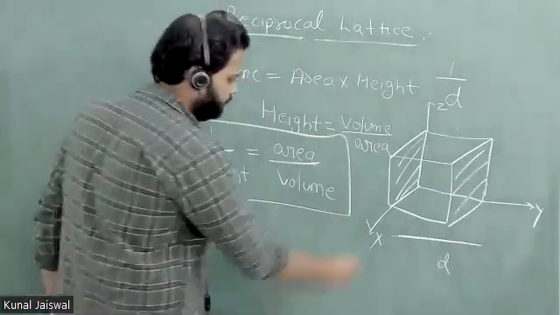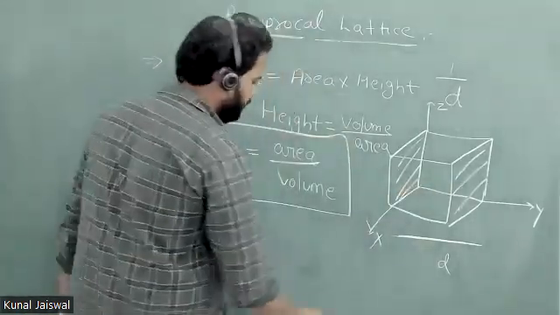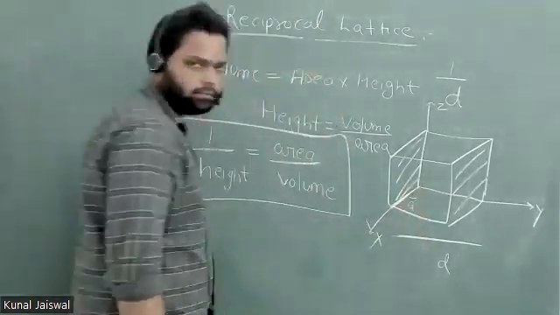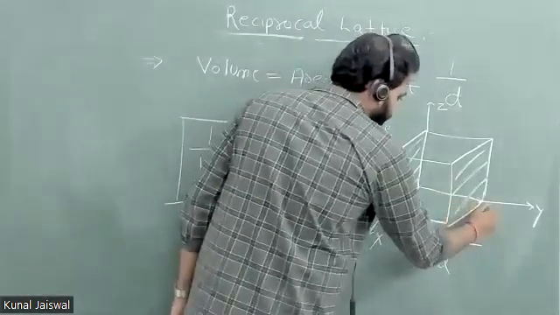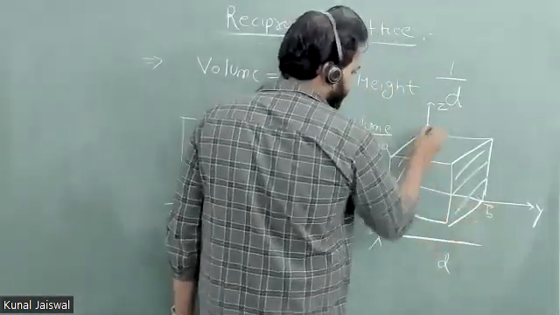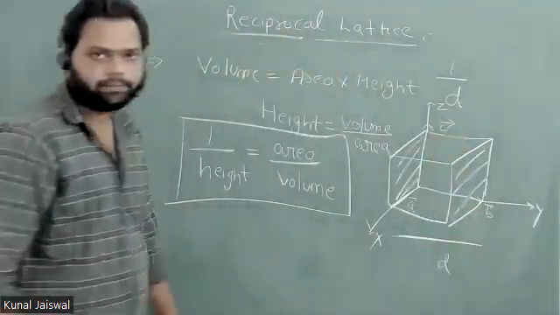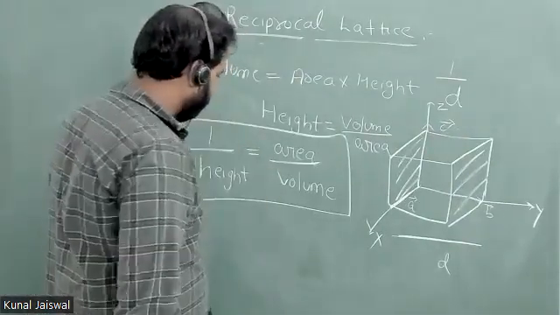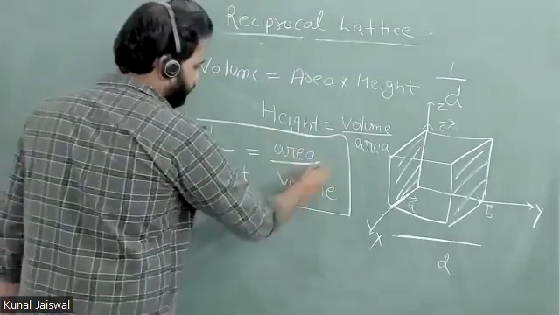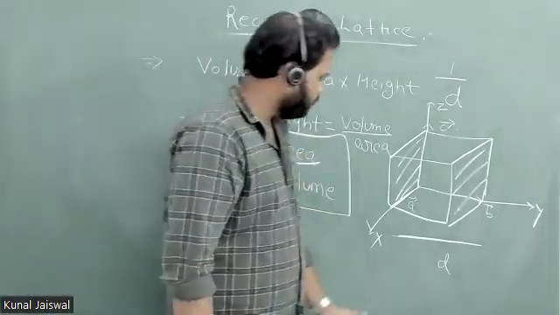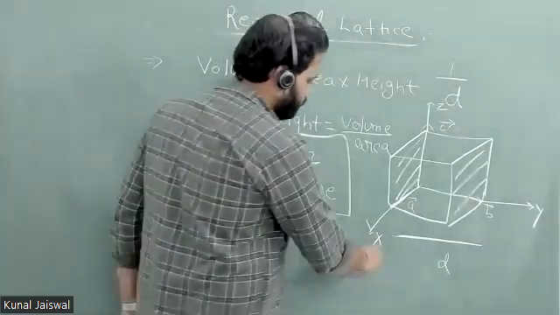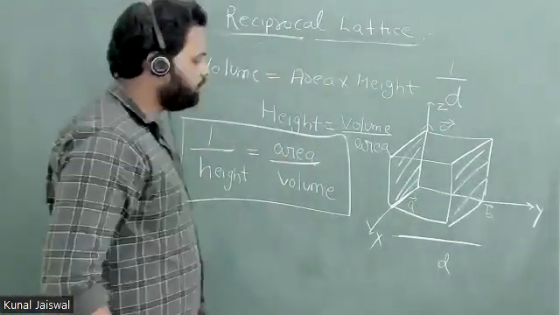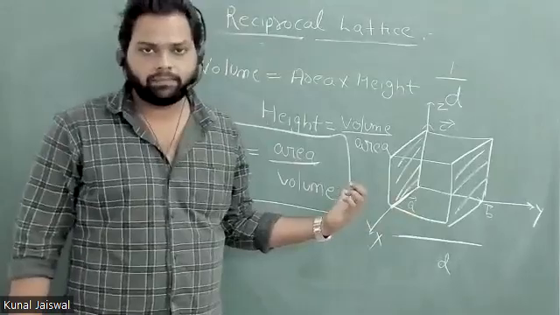Now see here, let's suppose this is our origin, and in the x direction we have taken the a vector, in the y direction we have taken our b vector, and in the z direction we have taken our c vector. Now can anyone tell what will be the area for the 100 plane? 100 plane means what? On the x axis, right?